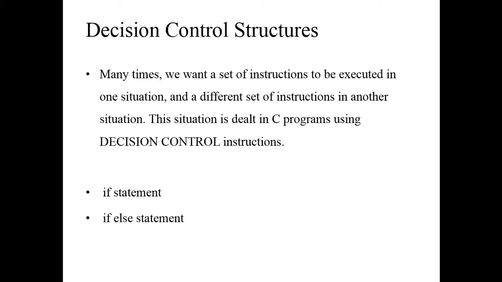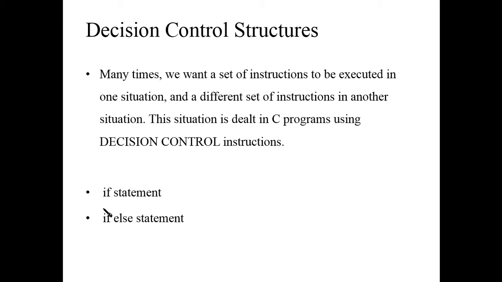Decision control structures. For example, to decide whether to increment the wages of an employee based on some condition requires decision control structures like if and if else. We want a set of instructions to be executed in one situation and a different set of instructions in another situation. This is dealt with in C programs using decision control instructions.